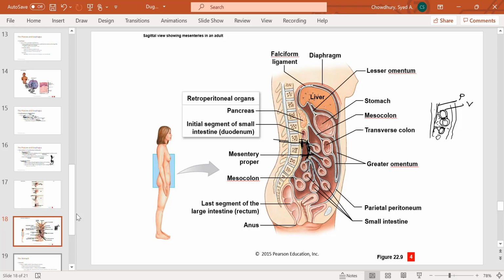Okay, so here you see the same thing, the peritoneal layer attached to the body wall, that's the parietal, and the one that goes inwards covering the internal organ is the visceral peritoneum, and this is the peritoneal cavity. Makes sense? Okay.